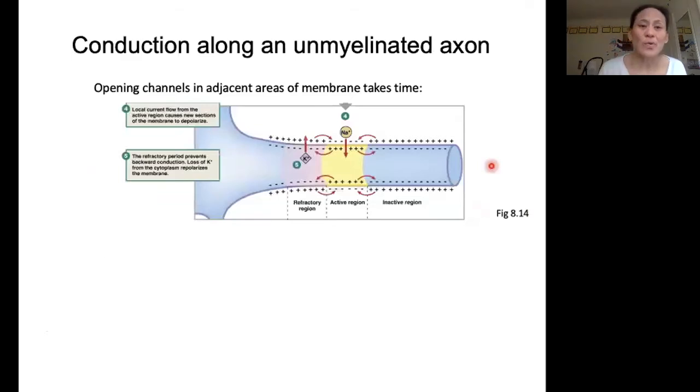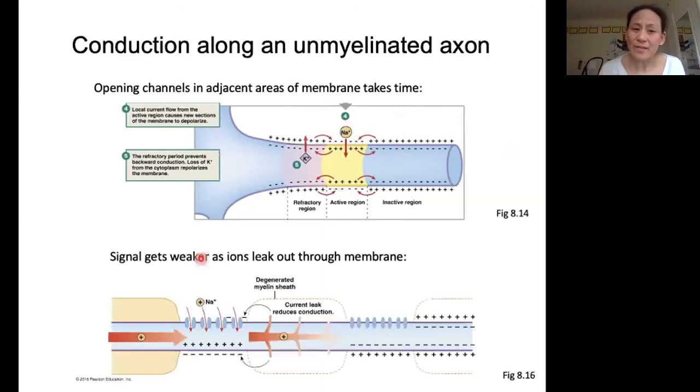Okay, so first we're going to look at what happens in an unmyelinated axon. When we conduct an action potential down an unmyelinated axon, that's going to look basically the same way that I described it in the earlier video, where you have sodium coming in, depolarizing the next section of membrane. That's going to open sodium channels. That's going to allow more sodium to come in. That's going to depolarize the next section of membrane, and so on, okay? That takes time.